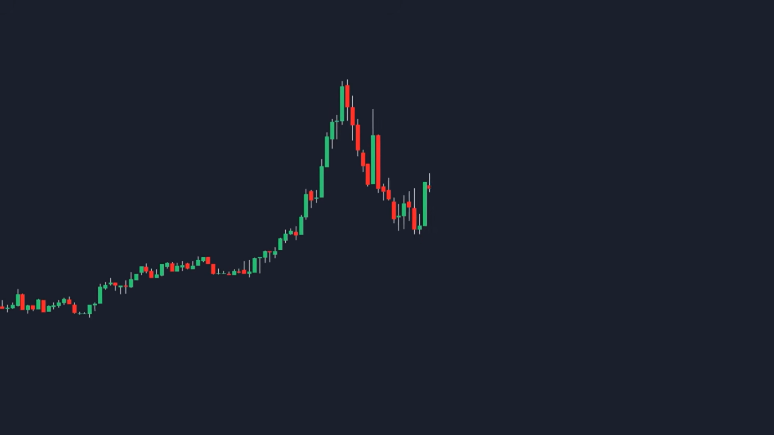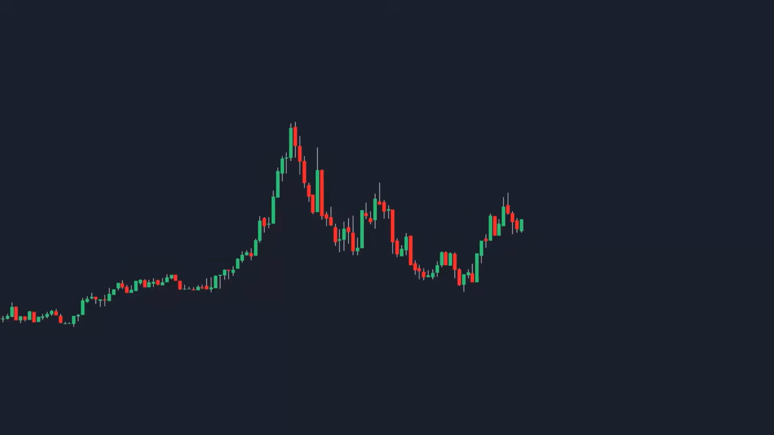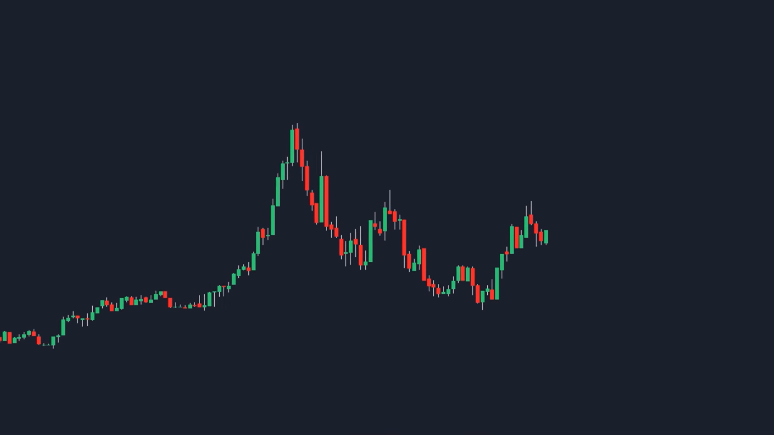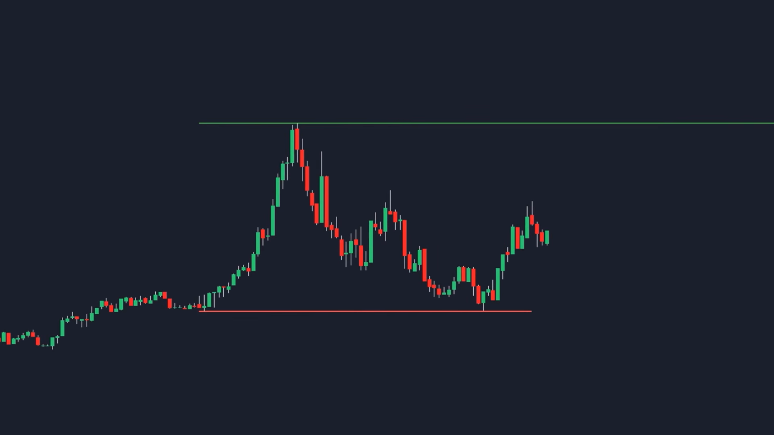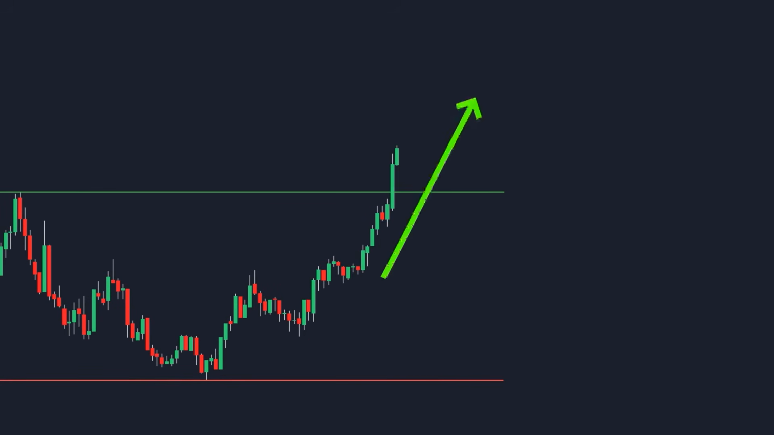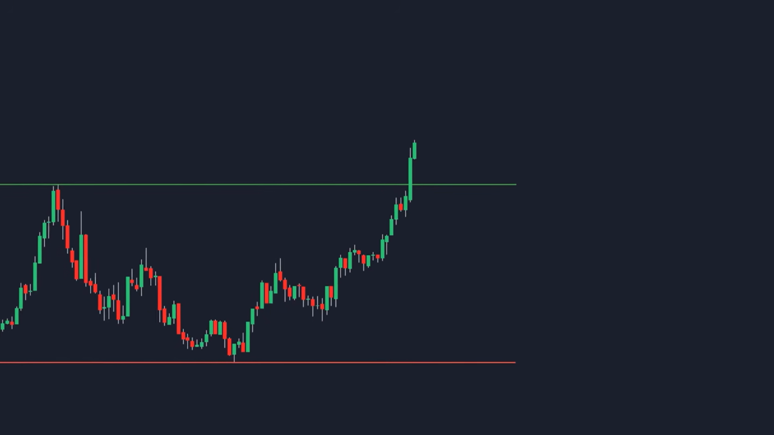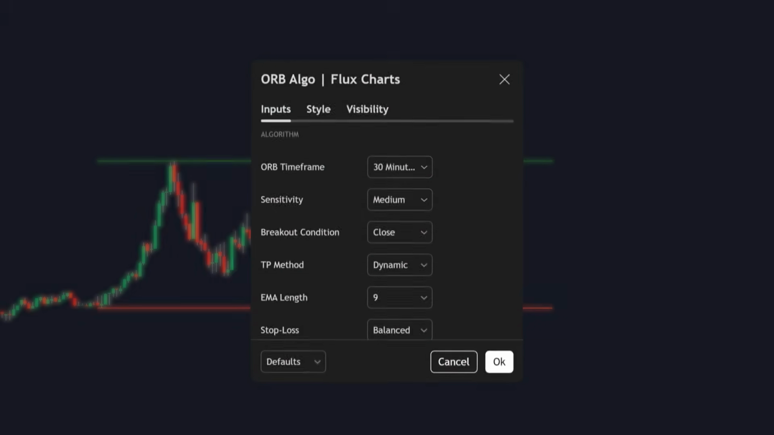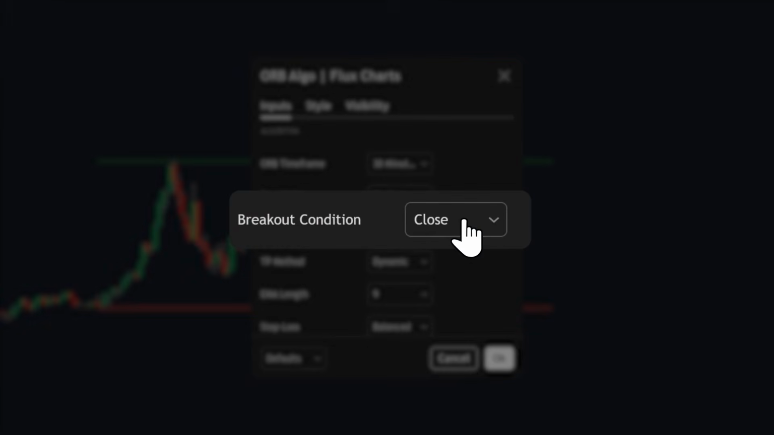Here's what it does. First, it defines the opening range. Usually, that's the first 30 minutes after the session starts, but you can adjust that in the settings. Once the range has formed, the indicator marks the high and the low. These are your breakout levels. Now, price starts to move. Let's say it pushes above the range high. Most traders would call it a breakout right there, but this indicator doesn't take the bait. Instead, it waits to see how the breakout behaves. There's two ways it can confirm the breakout, and the method you choose will completely change how this indicator behaves.